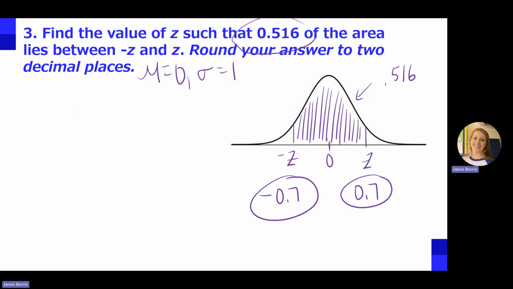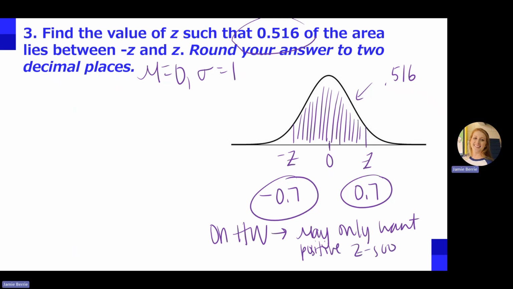Sometimes on your homework, they might just want you to enter the positive. So maybe they may only want the positive z-score. But if you have any trouble with that, you can just email me and send me a picture and let me know.